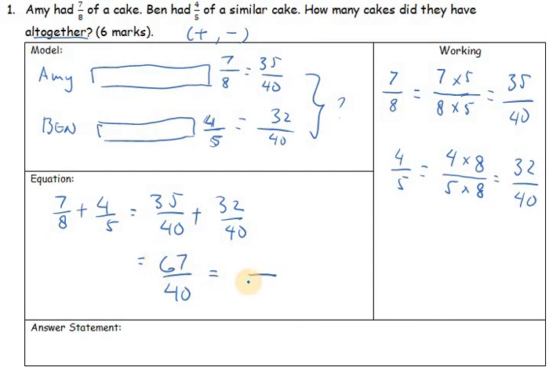Now 67 divided by 40, the result is 1, and the remainder is 27. Okay, so this is already in the simplest form, I think. So this is what we can see from the word problem, and then we just write down the answer statement. They had 1 and 27 out of 40 cake all together.